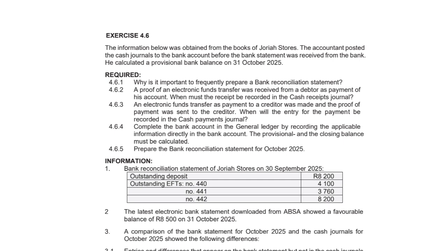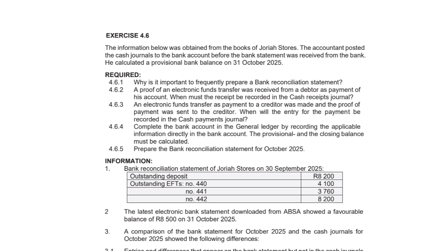Exercise 4.6. The information below was obtained from the books of Jariah stores. The accountant posted the cash journals to the bank account before the bank statement was received from the bank. He calculated a provisional bank balance on 31 October 2025.